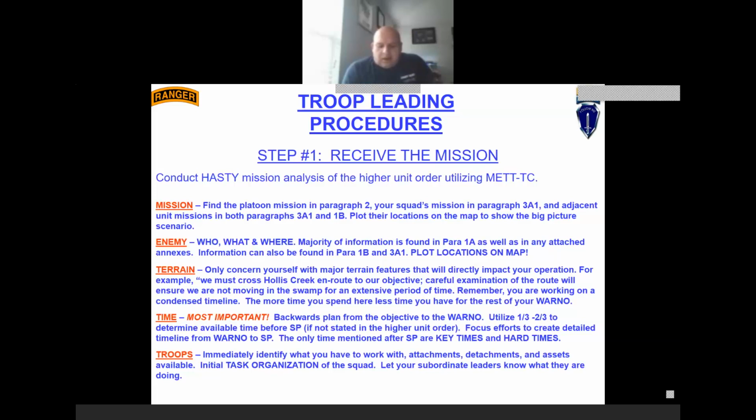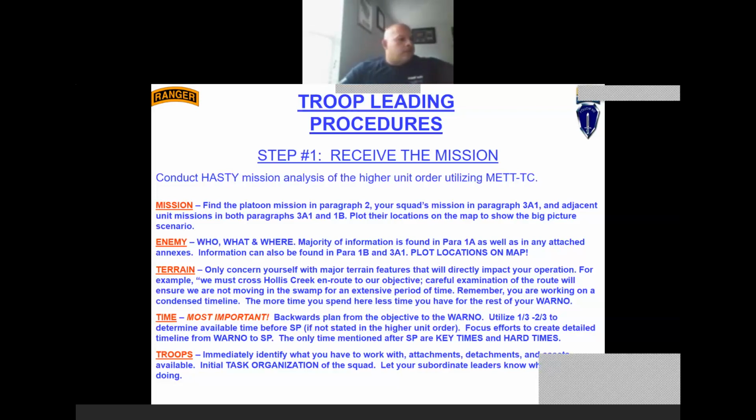Immediately identify what you have to work with, attachments, detachments, assess availability, and task organization of the squads. Let your subordinate leaders know what they're doing. And that's where I came back to saying, okay, first squad, you have security. Second squad, your assault 1. Assault 2, your third squad. And fourth squad, your support by fire. And then you can, okay? Any questions on that?